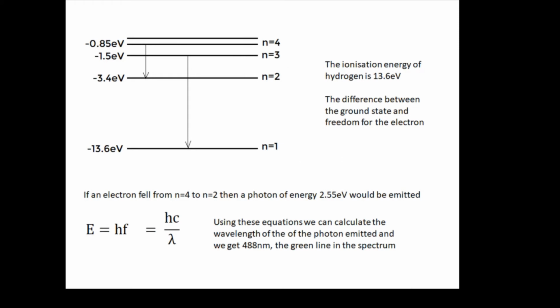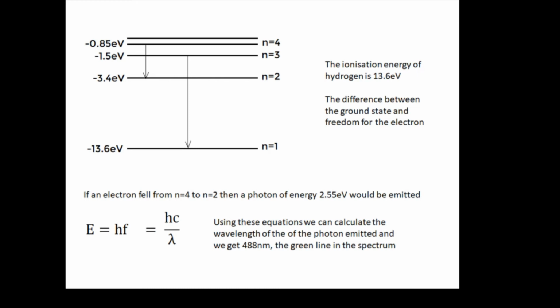Let's actually put some numbers on these energy levels. Notice that we give them negative numbers. The ground state is minus 13.6 electron volts. N equals 2 is minus 3.4 electron volts, etc. Now, the ionization energy of hydrogen is 13.6 electron volts because that's the amount of energy you would need to give to an electron at n equals 1 to enable it to escape.